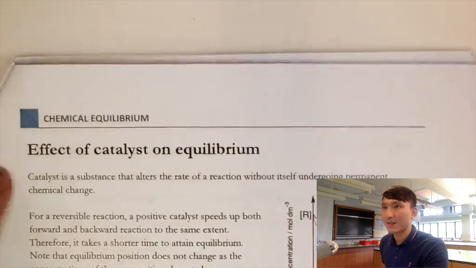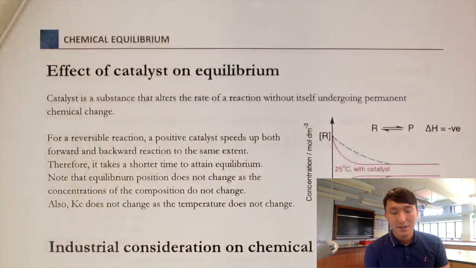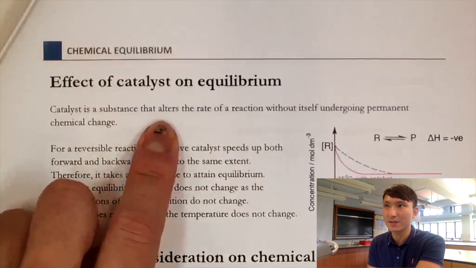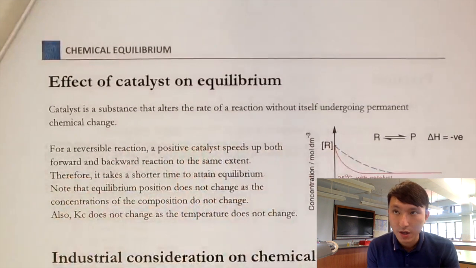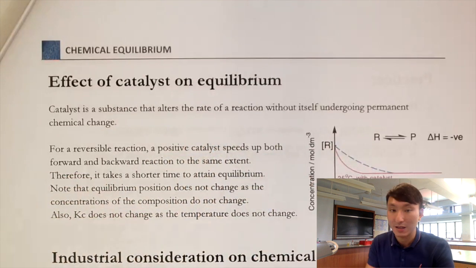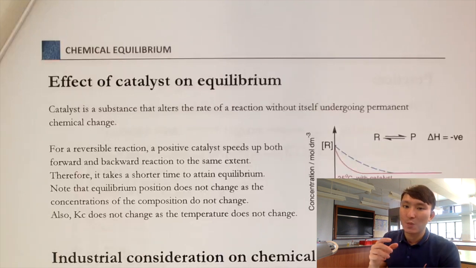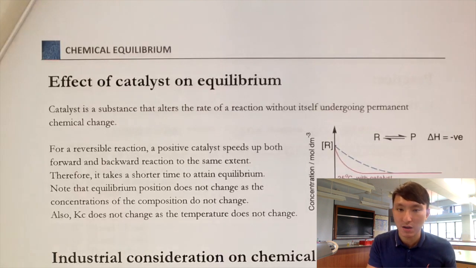Okay, this one, the third one, is easier: catalyst. Now, catalyst, again, the definition is a substance that alters the rate of reaction without itself undergoing permanent change. In this case, we look at catalyst as a positive catalyst. That means it is going to speed up a reaction. Again, a catalyst speeds up both the forward and the backward reaction. So what it does is it shortens the time it takes to reach equilibrium.